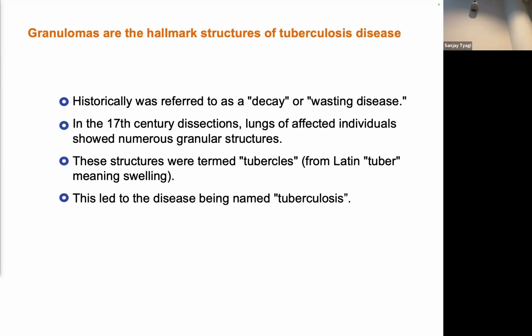And for a long time, perhaps due to religious restrictions, dissection of human body was not allowed. And somehow in 17th century, people began to dissect the bodies, and they noticed that people with TB had these granule-like structures in their lung, and they were called tubers, meaning swelling, and from that point on, people began to refer to the disease as tuberculosis.